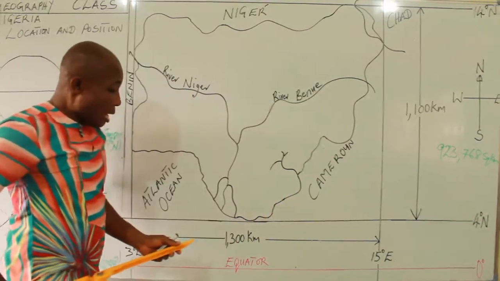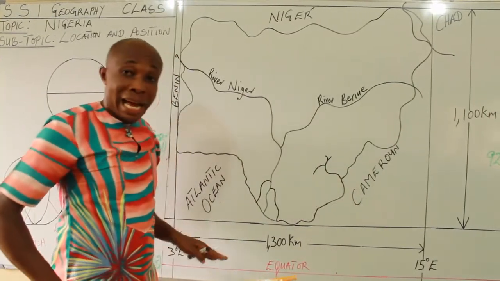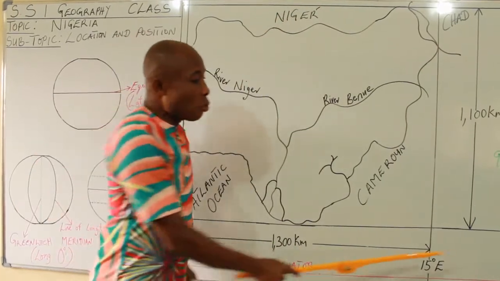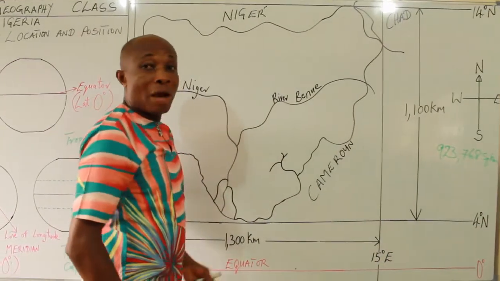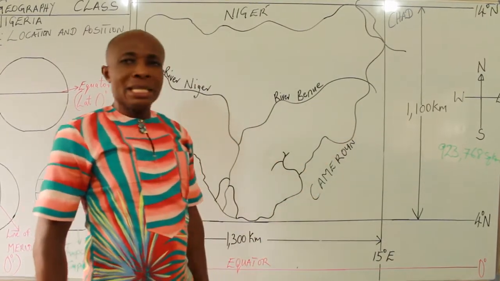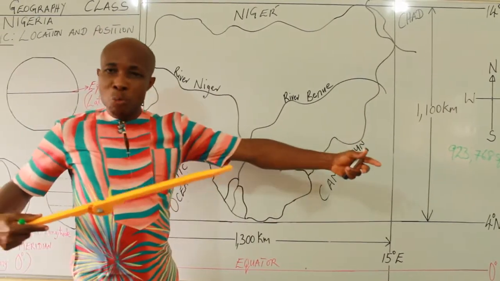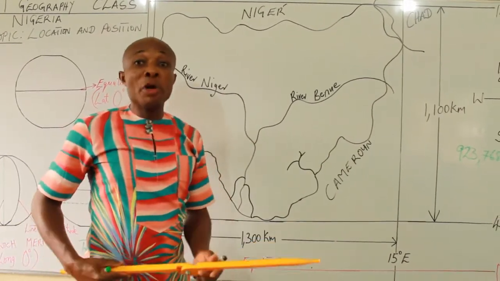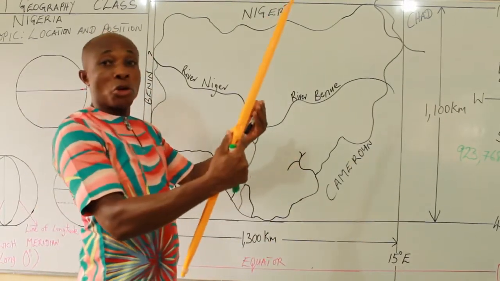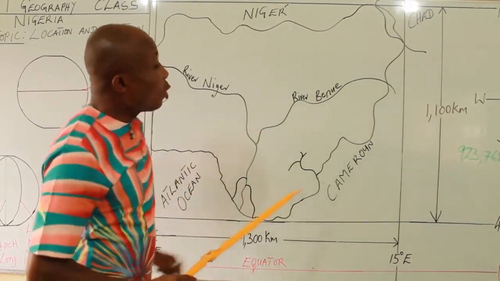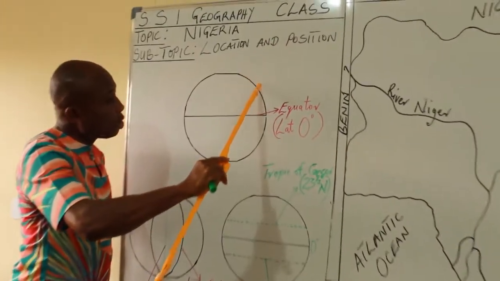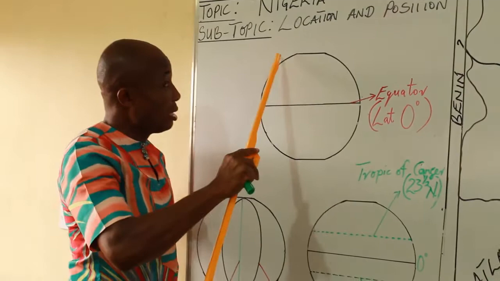That means if you can locate the imaginary line, which we call the equator, and move northwards, by the time you cover 4 degrees, you have entered the territory called Nigeria. And that is in degrees. Someone may ask, what if we want to measure it in kilometers? How are we going to locate where Nigeria starts when we move from the equator northwards? Very simple. We have what we call the equatorial circumference.